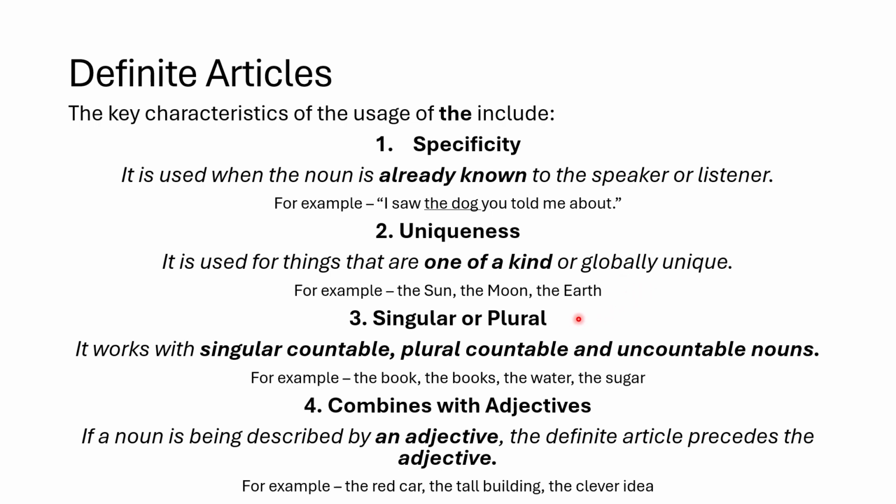Singular or plural. It works with singular countable, plural countable, and uncountable nouns. For example, the book, the books, the water, the sugar. Combines with adjectives. If a noun is being described by an adjective, the definite article precedes the adjective. For example, the red car, the tall building, the clever idea.